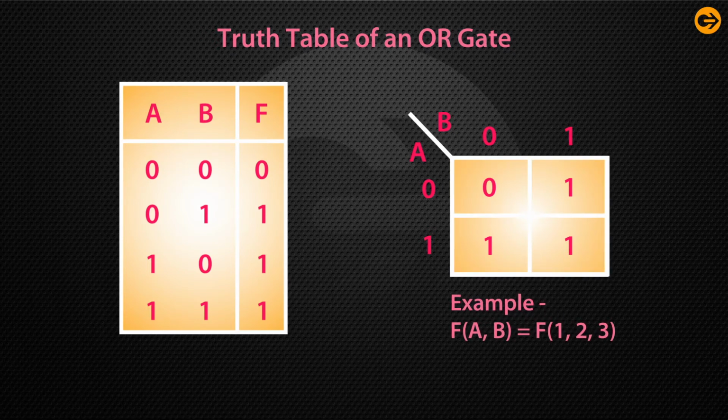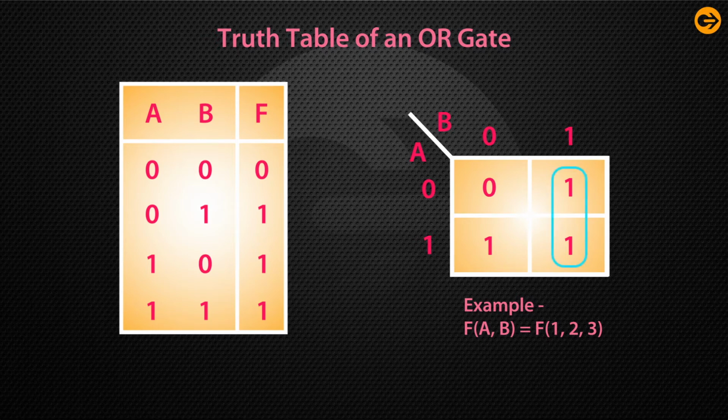We can see from the truth table, when A is equal to 0, B is equal to 0, then F is equal to 0. When A is equal to 0, B is equal to 1, then F is equal to 1. When A is equal to 1, B is equal to 0, then F is equal to 1. When A is equal to 1, B is equal to 1, then F is equal to 1 again. In this K-map, 2 overlapping groups of ones are there. One is the vertical group and the other is the horizontal group.